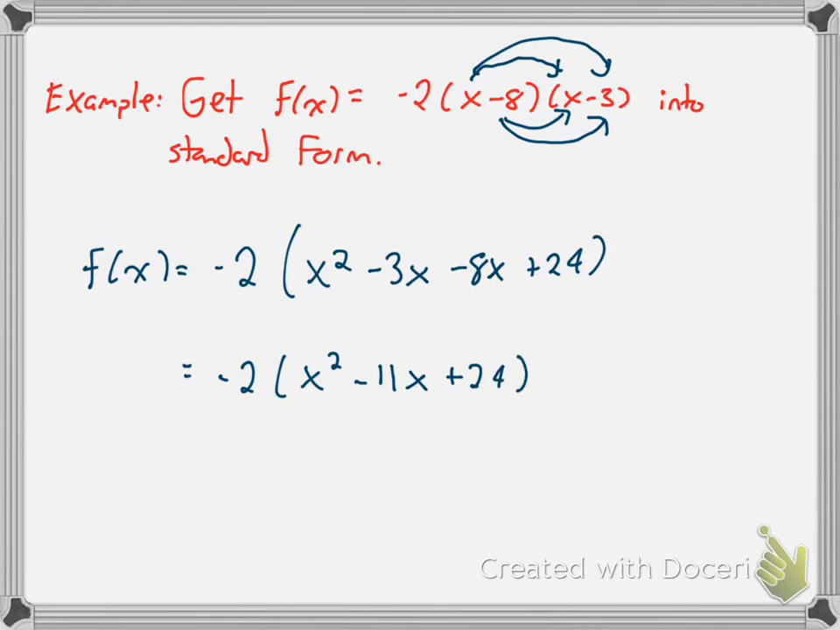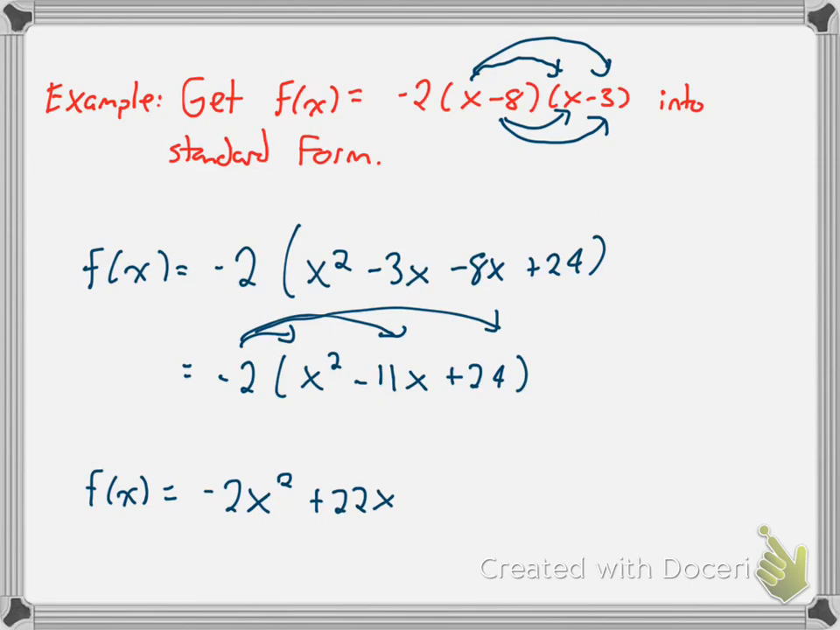Now, finally, I'm going to deal with that negative 2. I'm going to distribute it to everything. So I'm going to be left with f of x equals negative 2x squared plus 22x minus 48.